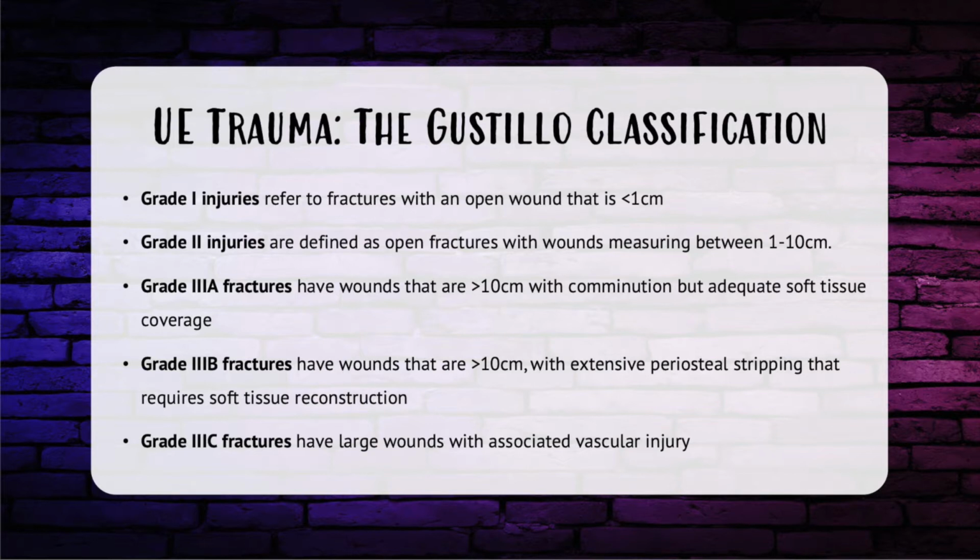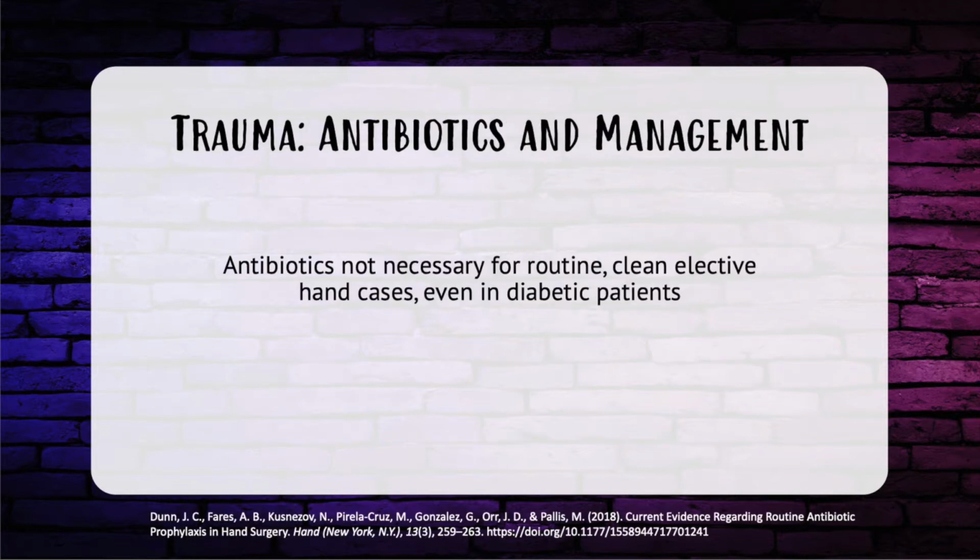Now, versus for higher grades like grade 3, they have poor outcomes if they don't undergo emergent surgery, get antibiotics, debridement, and most importantly, don't have early reconstruction. What about routine elective hand surgery cases? Should we be giving antibiotics for that? This was on last year's in-service exam, and it's a little bit confusing because skin protocols always talk about giving antibiotics before surgery. No, specifically, antibiotics are not necessary for routine, clean elective hand cases, even in patients with diabetes.